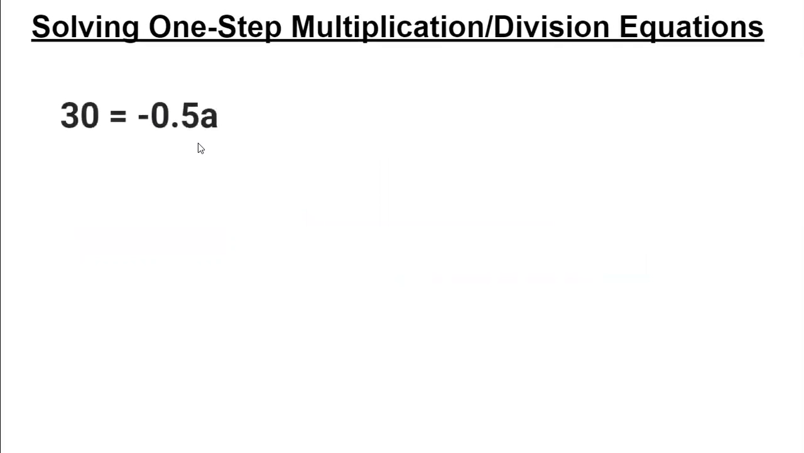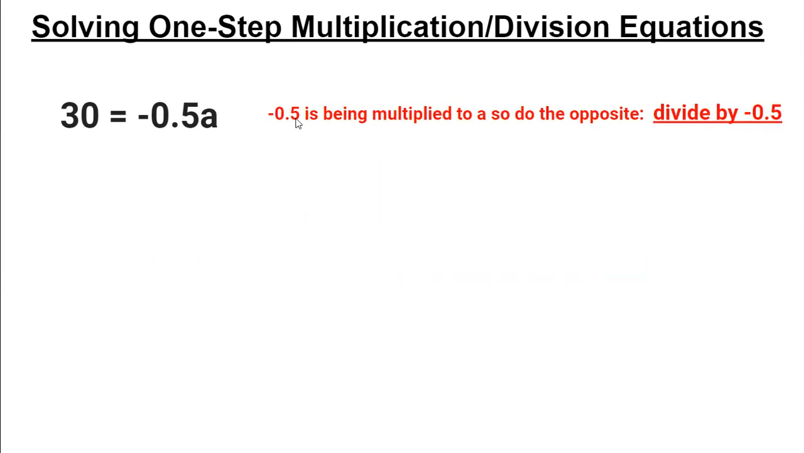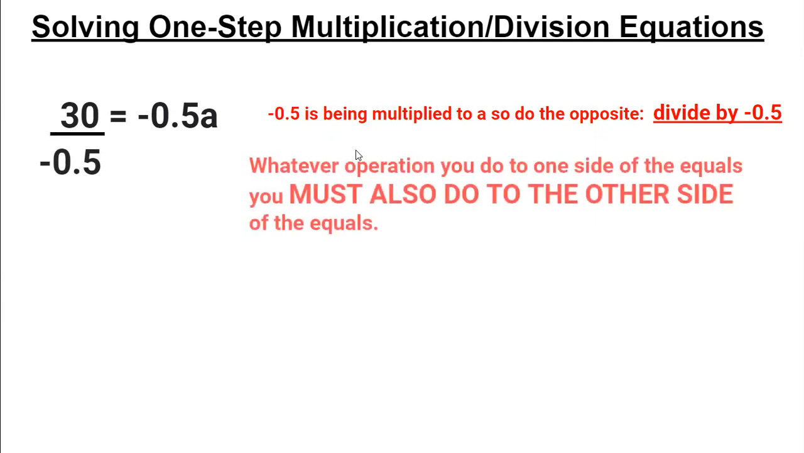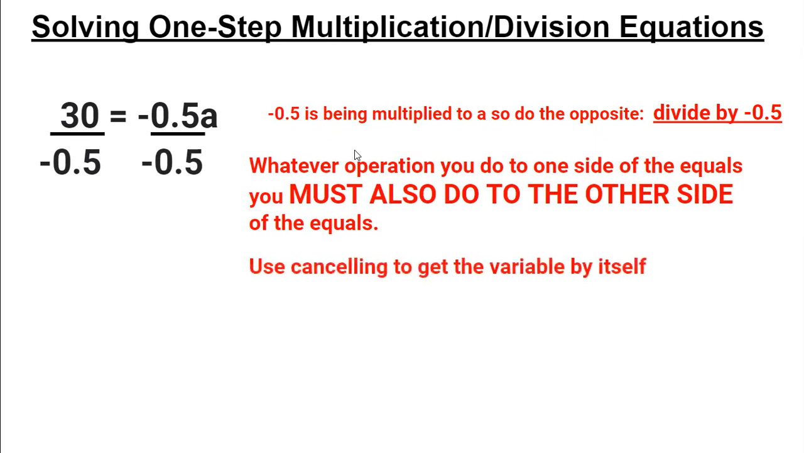How about 30 equals negative 0.5a? Negative 0.5 is being multiplied to a, so do the opposite, divide by negative 0.5. Whatever you do to one side, you must do to the other side. Use canceling where you can.